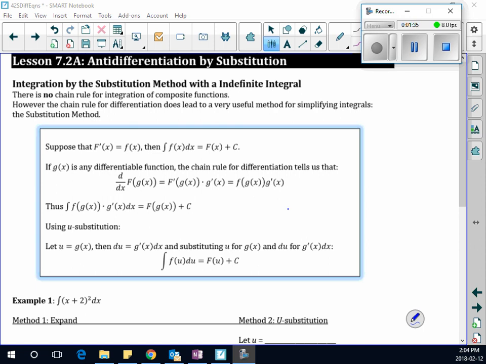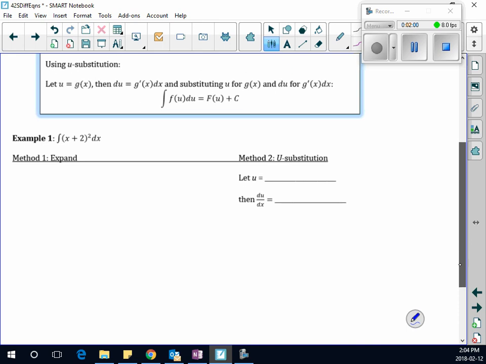What they're saying here is if you can figure out what the inside actually is, all the questions that we will be getting will have the derivative kind of in disguise right next to it. So I always laugh when you see this. The integral of f(u) du is equal to capital F(u) plus c. Anyways.